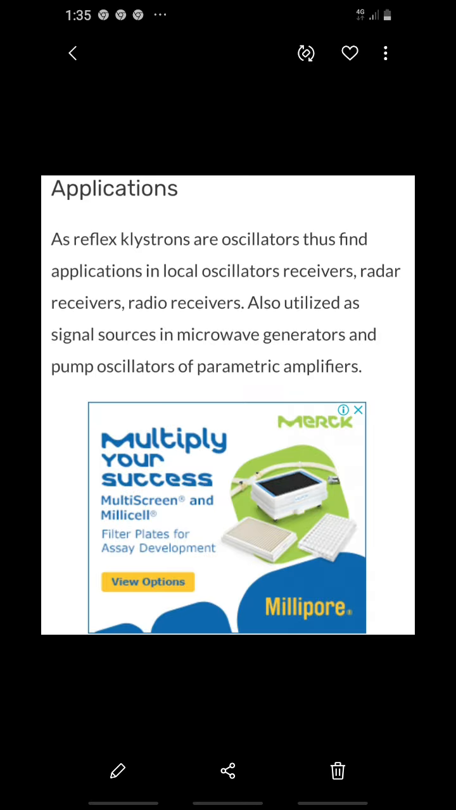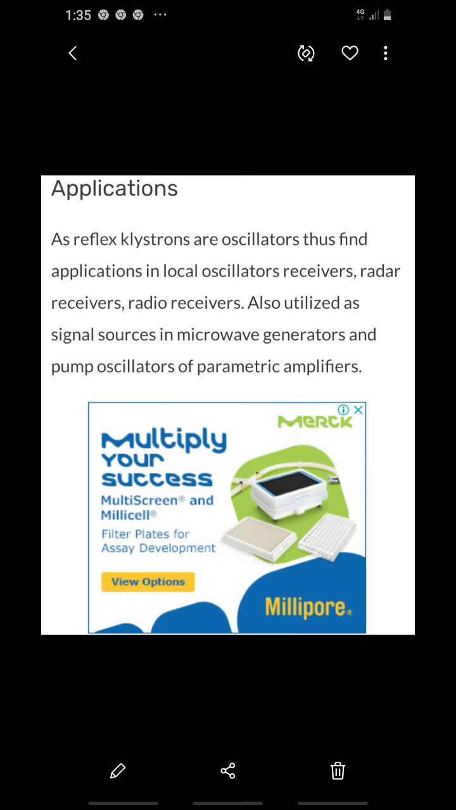Applications of the reflex klystron. As reflex klystrons are oscillators, they find applications in local oscillators, receivers, radar receivers, radio receivers, and are also utilized as signal sources in microwave generators and pump oscillators of parametric amplifiers.